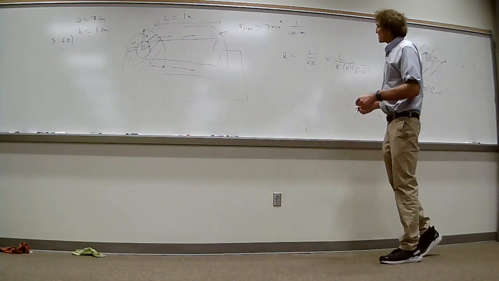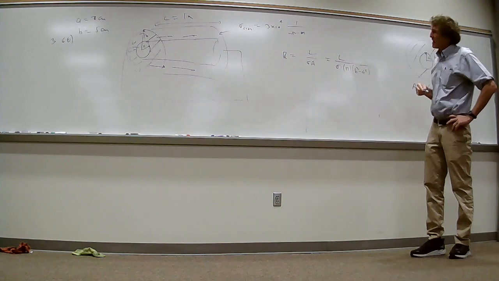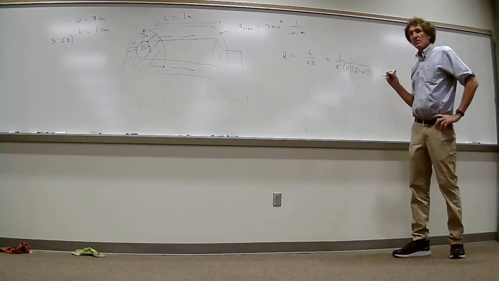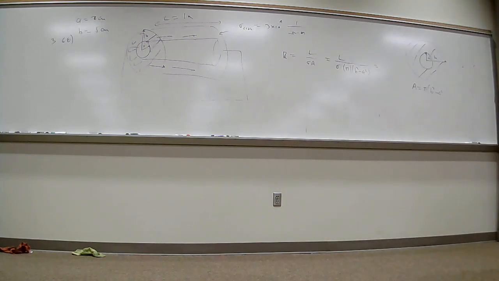So L's 1 meter, sigma is 3 times 10 to the 4th, pi is pi. B is equal to 5 centimeters, A is equal to 3 centimeters. Could somebody just do this for me and tell me what that resistance is? Now that's along the length, right? It's not from the inner radius to the outer radius, but go ahead. Somebody punch that into your calculator. Five squared, 25 minus 9. It's going to be 16 times 10 to the minus 4th.